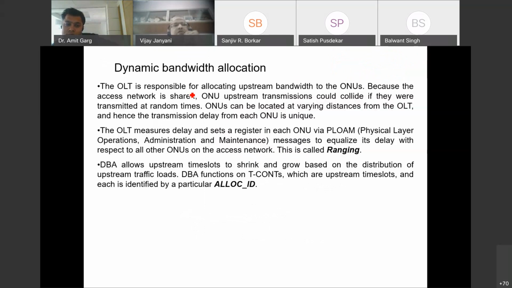So OLT is responsible for allocating upstream bandwidth to all ONUs. There are basically different mechanisms there, and this is called ranging, which measures delay and sets a register for each ONU. And then DBA, that is dynamic bandwidth allocation, allows the upstream time slot to shrink and grow based on the demand by ONUs. It can make them available or not available, and that is identified by alloc ID.